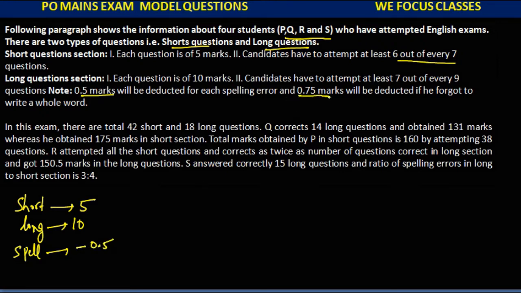And 0.75 marks will be deducted if he forgets to write a whole word. Means if he forgets to write a word, then his marks will be deducted by 0.75. This is the given information in the first paragraph.